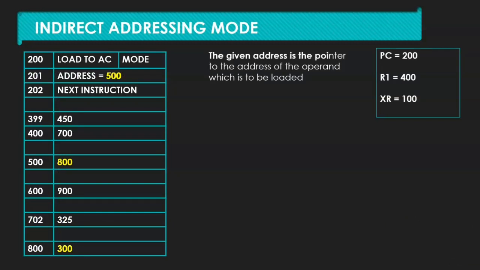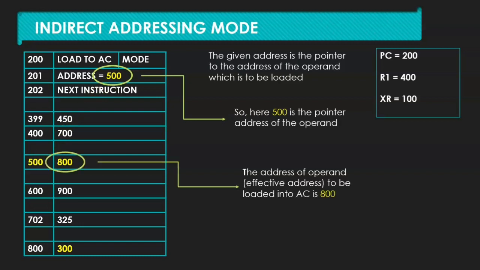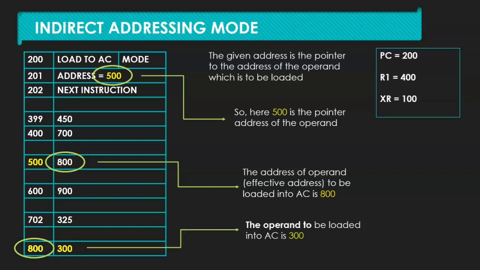In the indirect addressing mode, the given address is the pointer to the address of the operand which is to be loaded. Since the address is equal to 500, 500 is the pointer to the address of the operand. The effective address, that is the address of the operand to be loaded into the AC, is 800. So, the value 300 is loaded into the AC.